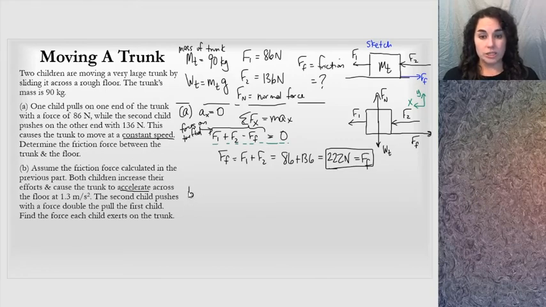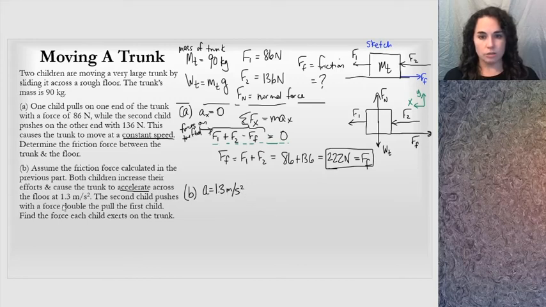Part B changes the situation. I noticed before there's an acceleration. Let's read what's going on here. Assume the friction force calculated in the previous part. Okay, so we're going to assume 222 newtons. Now we know it. Both children increased their efforts and caused the trunk to accelerate across the floor at 1.3 meters per second squared. So let me write that down, 1.3 meters per second squared. That's the acceleration in this case.